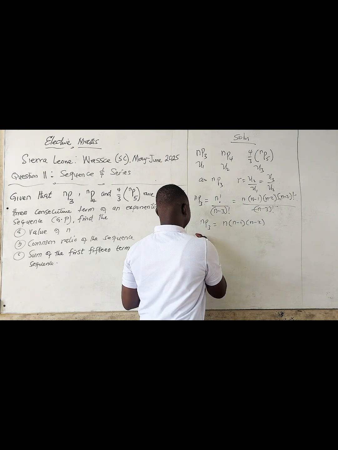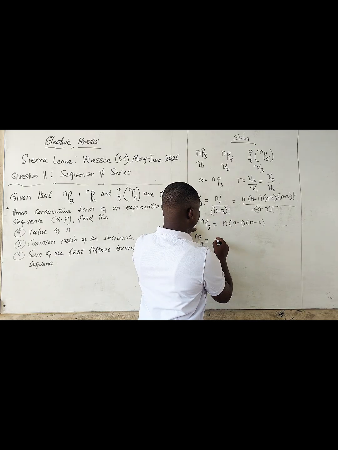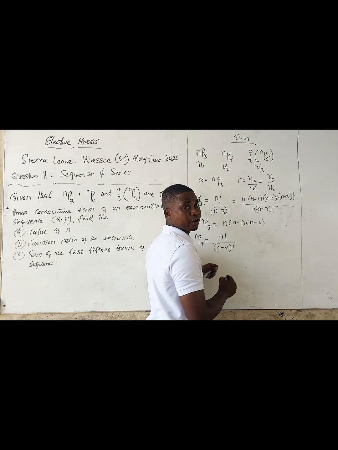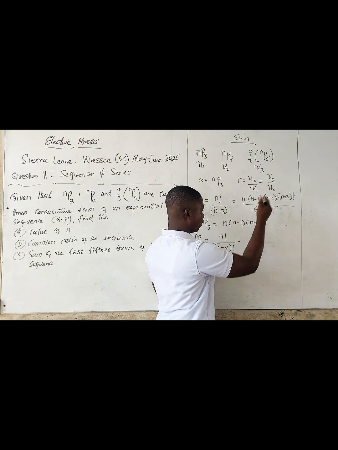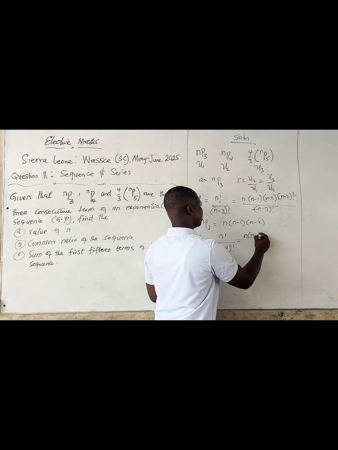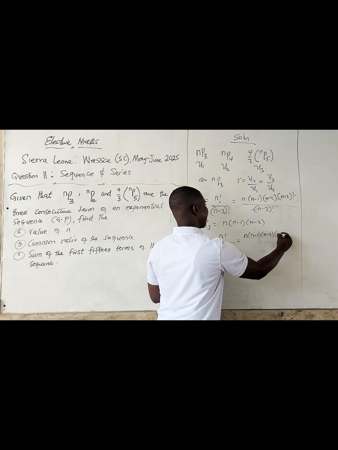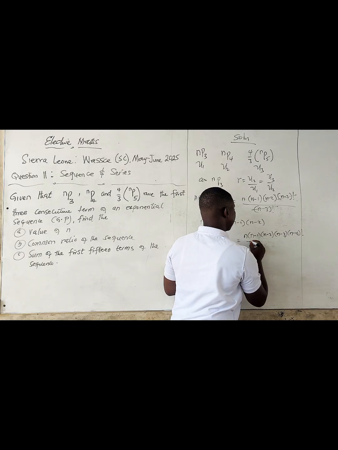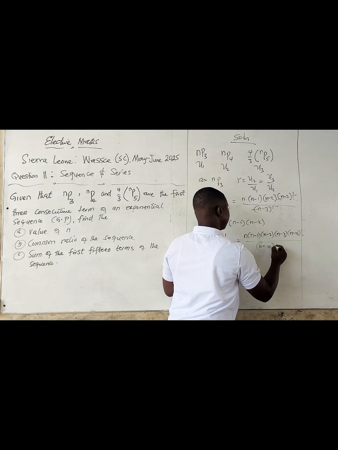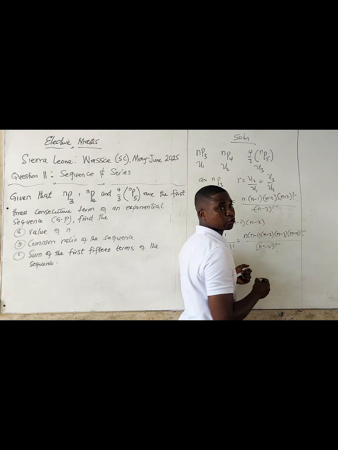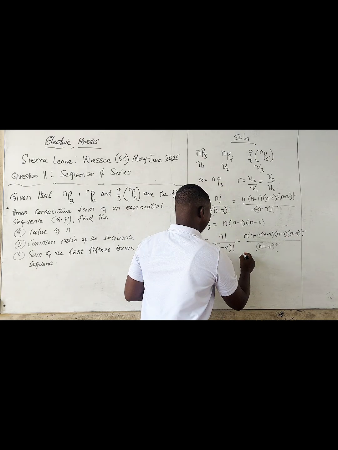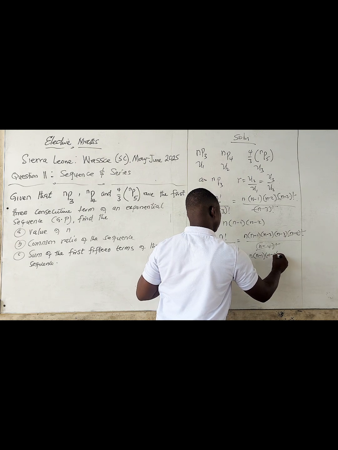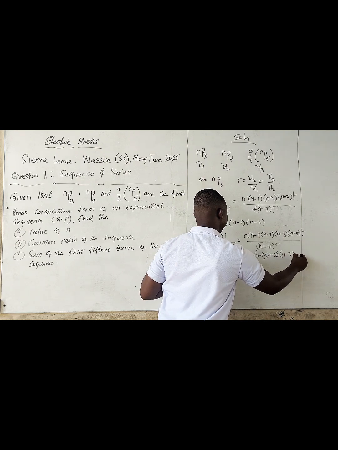Now, nP4 is also n factorial over (n minus 4) factorial. As we did for this one, n(n minus 1)(n minus 2)(n minus 3), and this goes for (n minus 4) factorial, all over (n minus 4) factorial. So this will cancel, so the factorial is gone. So for nP4, we have n(n minus 1)(n minus 2)(n minus 3).